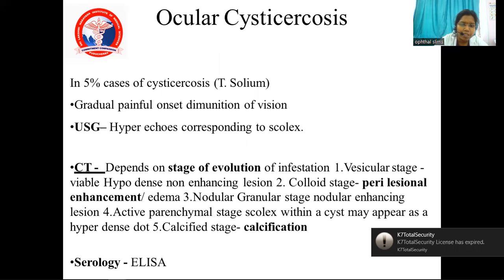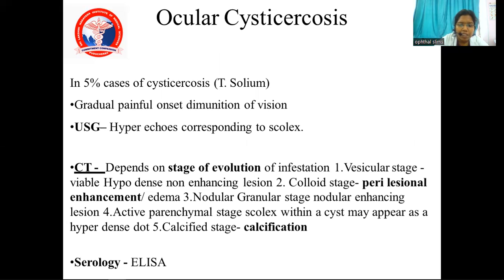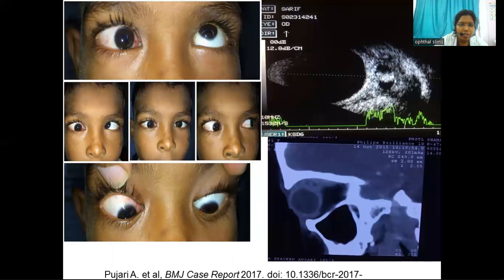The CT will show findings depending on the stage of evolution of the infestation. In the vesicular stage, there will be a viable hypodense non-enhancing lesion. In the colloid stage, there will be peri-lesional enhancement and edema. In the nodular granular stage, there will be a nodular enhancing lesion. Then in the active parenchymal stage, the scolex within a cyst may appear as a hyperdense dot. Then the calcified stage, where we can see calcification. Serology, that is ELISA, is also helpful in the diagnosis of ocular cysticercosis.